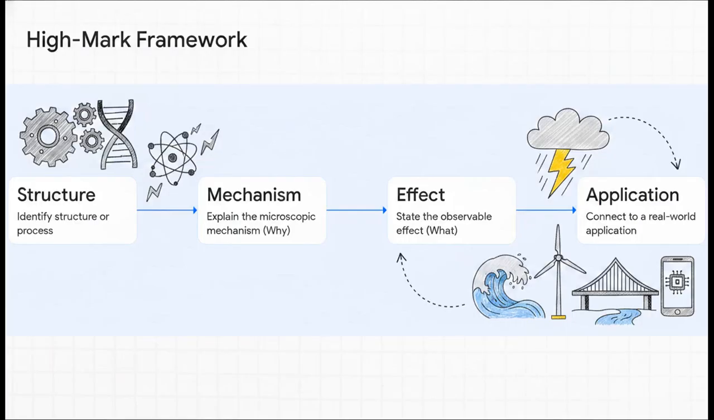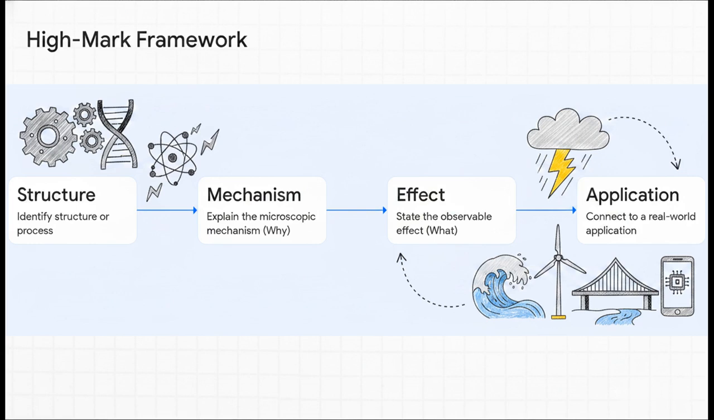So to make sure you absolutely never fall into that definition trap, let's break down the ultimate high-mark answer framework. It's a 4-step sequence, and it is practically bulletproof in exams. Step 1, identify the structure or process. Step 2, explain the microscopic mechanism. Ask yourself, why does this happen? Step 3, state the observable macroscopic effect. Basically, what happens? And finally, step 4, connect that consequence to a real-world application.